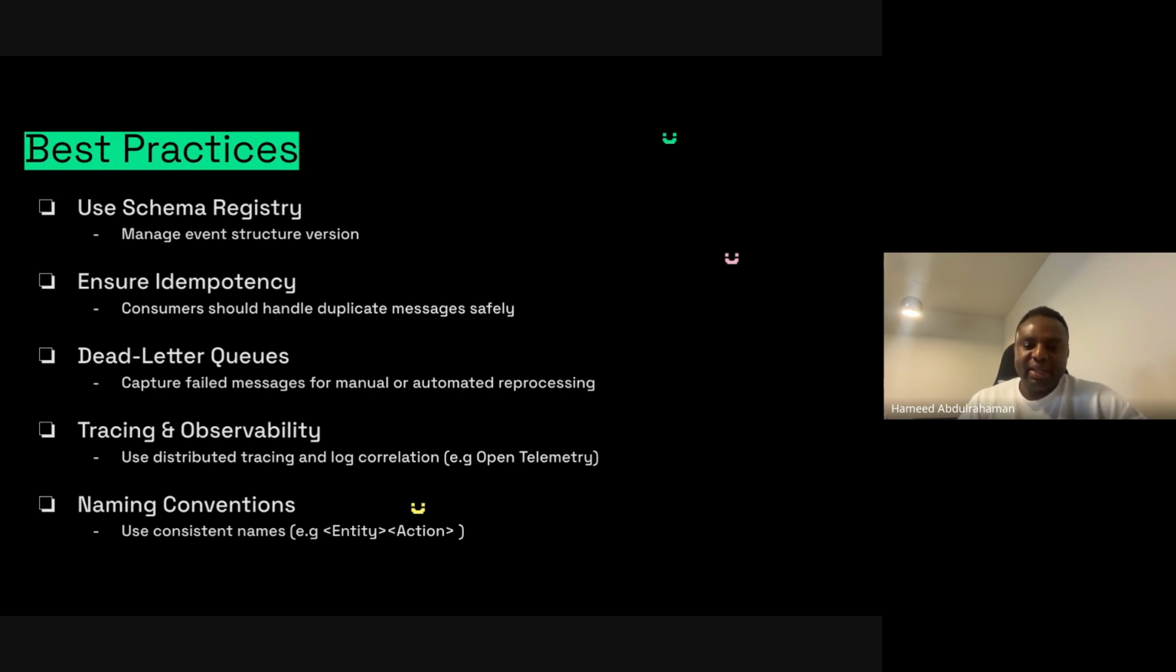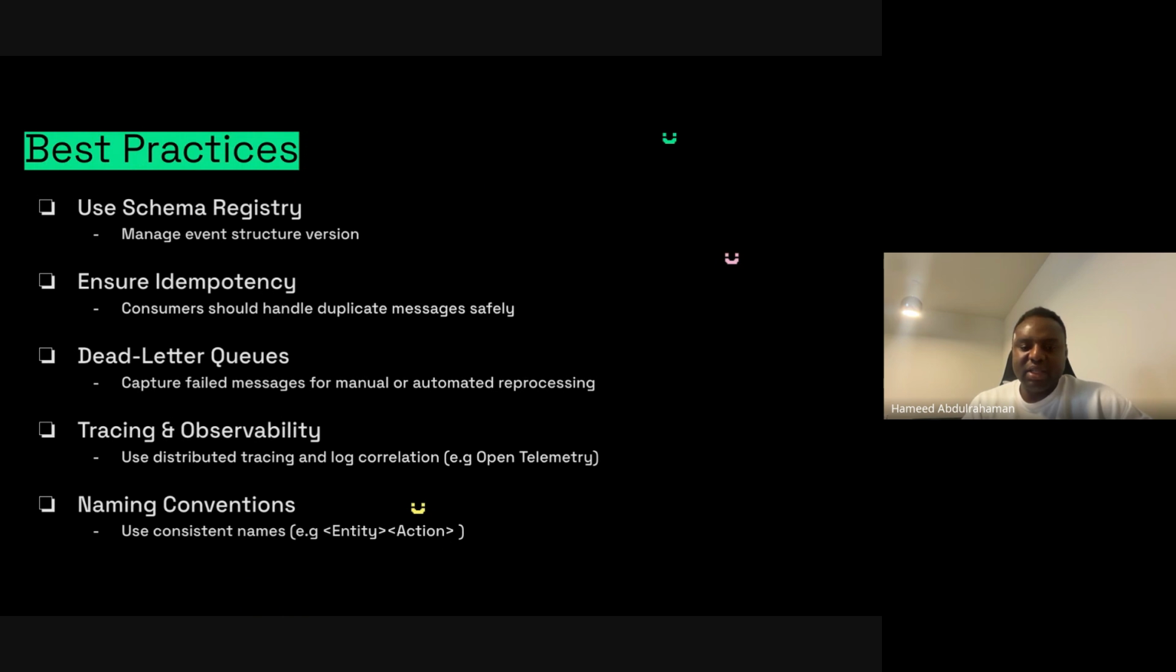Then we have the dead letter queue. I think I've mentioned this before. It's just a way to fall back to those events, those messages that have failed, so that we can reprocess them. We could do this either manually or through an automated process.